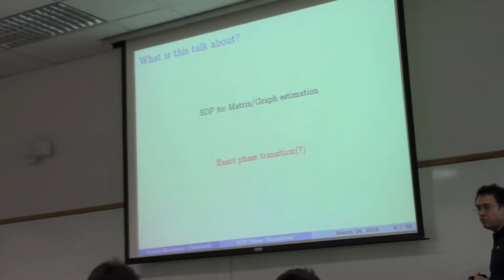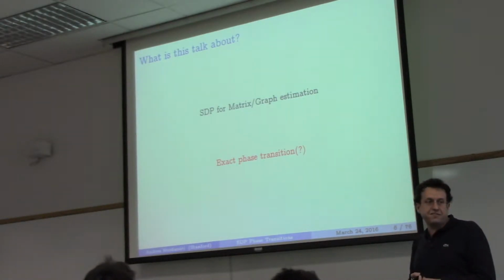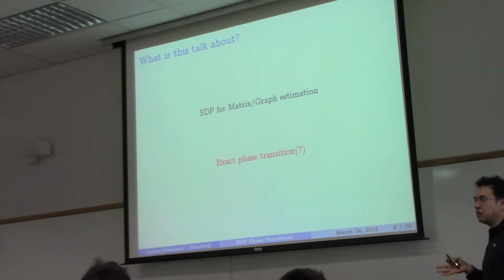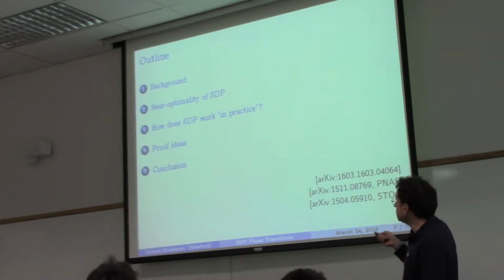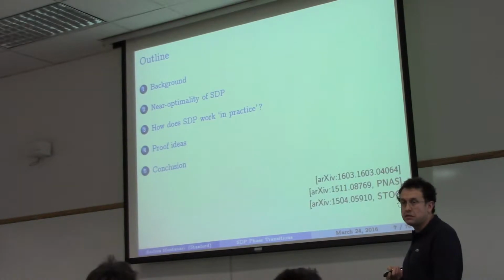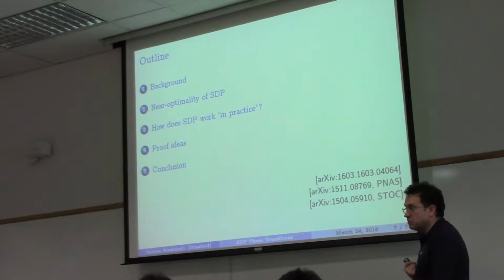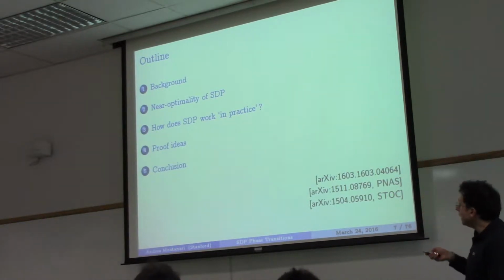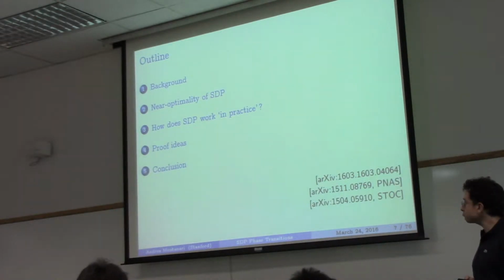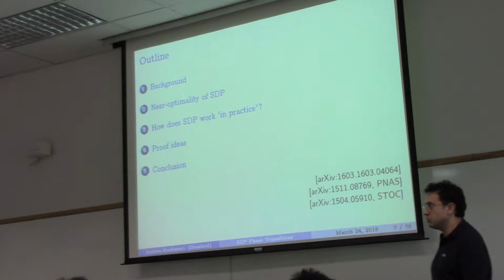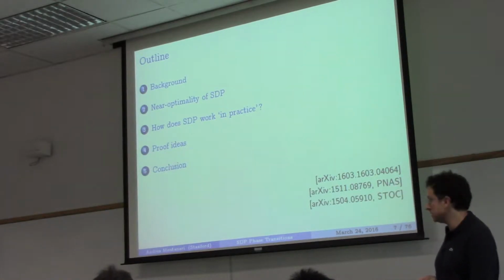And what we try to shoot for is really, in this case, exact phase transition results. This is trying to determine conditions under which you can detect or estimate such a partition. So this is the outline. I'll give some background on the problem and earlier work. Then I'll discuss one result about near optimality of semi-definite programming for this problem. Then take a detour and talk about how SDP works in practice. And finally, hopefully, I'll be able to discuss a little bit of the proofs. It's based on these three papers.